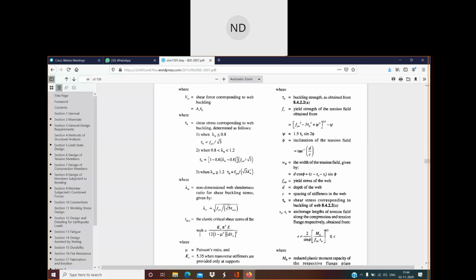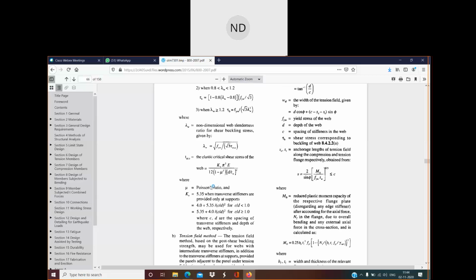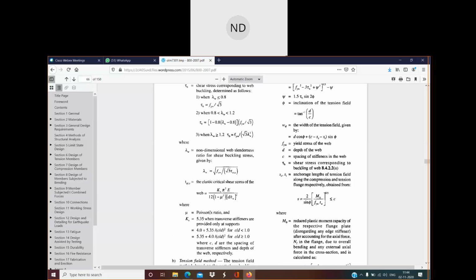The elastic critical shear stress of the web is given by Kv π² E / (12(1 − μ²)(d/tw)²). Here μ is Poisson's ratio, and the Kv value is 5.35 when stiff transverse stiffeners are provided only at the supports. That means we don't have intermediate stiffeners at the center of the web of the I section. So we know this d/tw, we already know all those things.